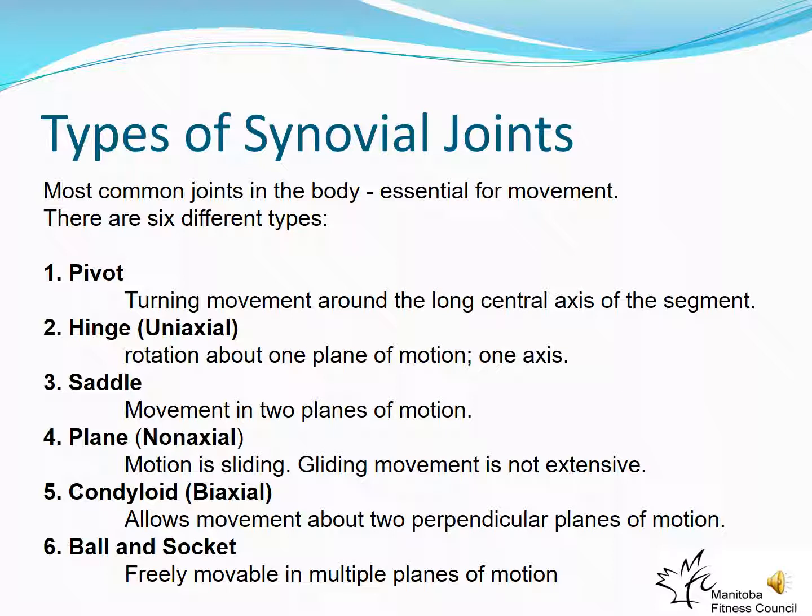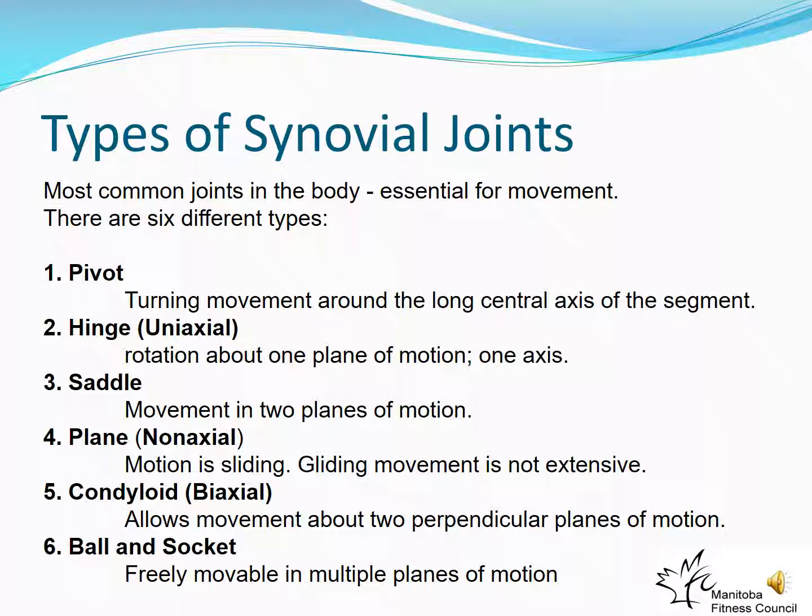And your last one are ball and socket joints. Two examples here are your shoulder joints, your humerus attaching to your scapula, as well as your hip joint, your femur going to your pelvic girdle. It's like a ball in a socket, so it's freely movable. It's multiple planes of motion.